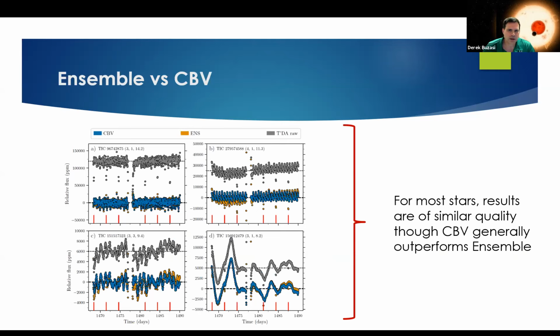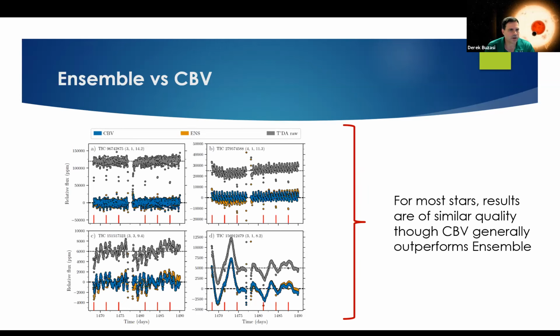So what do they look like? Well, for most stars, the results are of similar quality, although the CBV method generally outperforms the ensemble method. Here are 4 examples. The tick numbers are there, and the parenthetical numbers are the camera, CCD, and magnitude. On the top is the raw light curve, and underneath are the extracted ensemble and CBV light curves laid on top of one another. You can see that they're broadly similar, but there are differences.